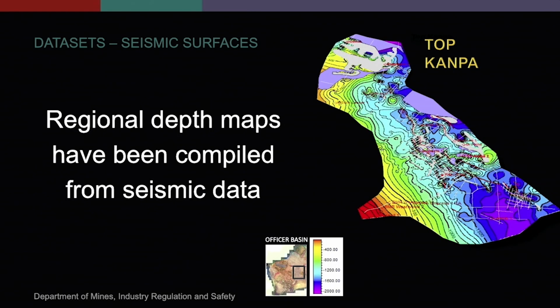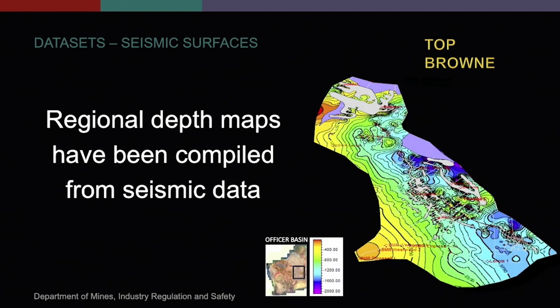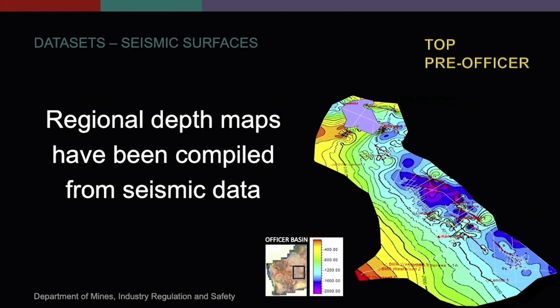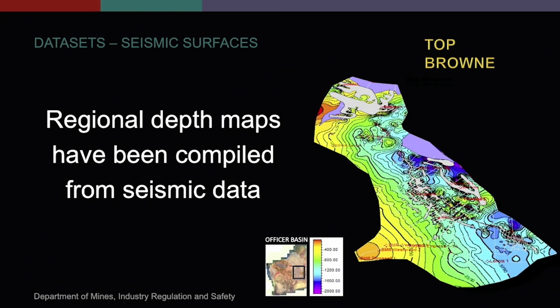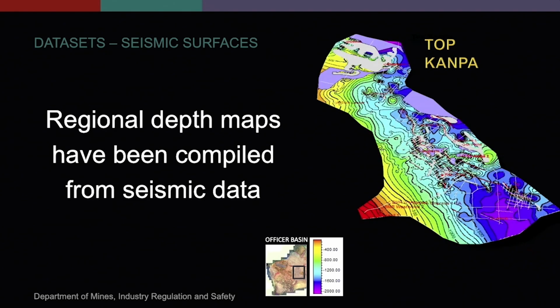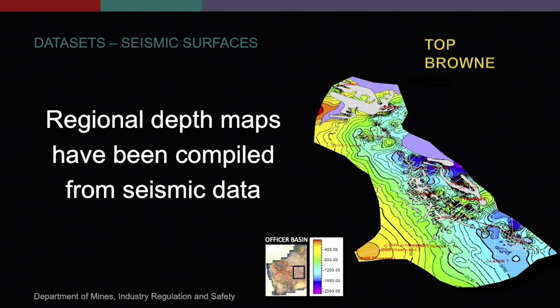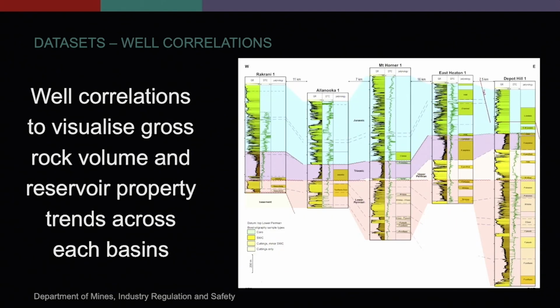Depth maps like these from the Officer Basin are being collated from various sources of open file seismic mapping combined with new seismic interpretation. This ensures we actually tie all of the well data and available stratigraphic data. And to support and sometimes supplement the seismic interpretation, well correlations across each basin are being produced. These allow us to visualise trends in gross rock volume and reservoir quality.